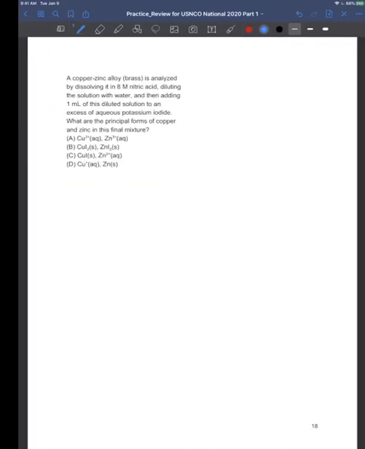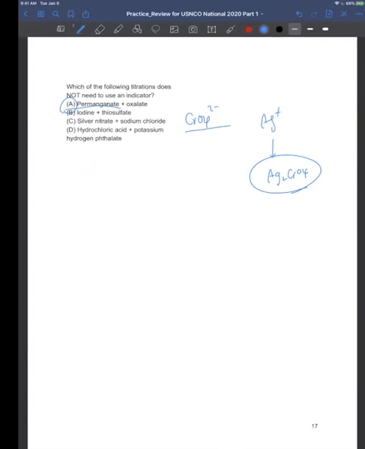Okay. One student chose D. This one is an acid-base neutralization, which means you may need to use an indicator like phenolphthalein, methyl orange, or methyl red, right?